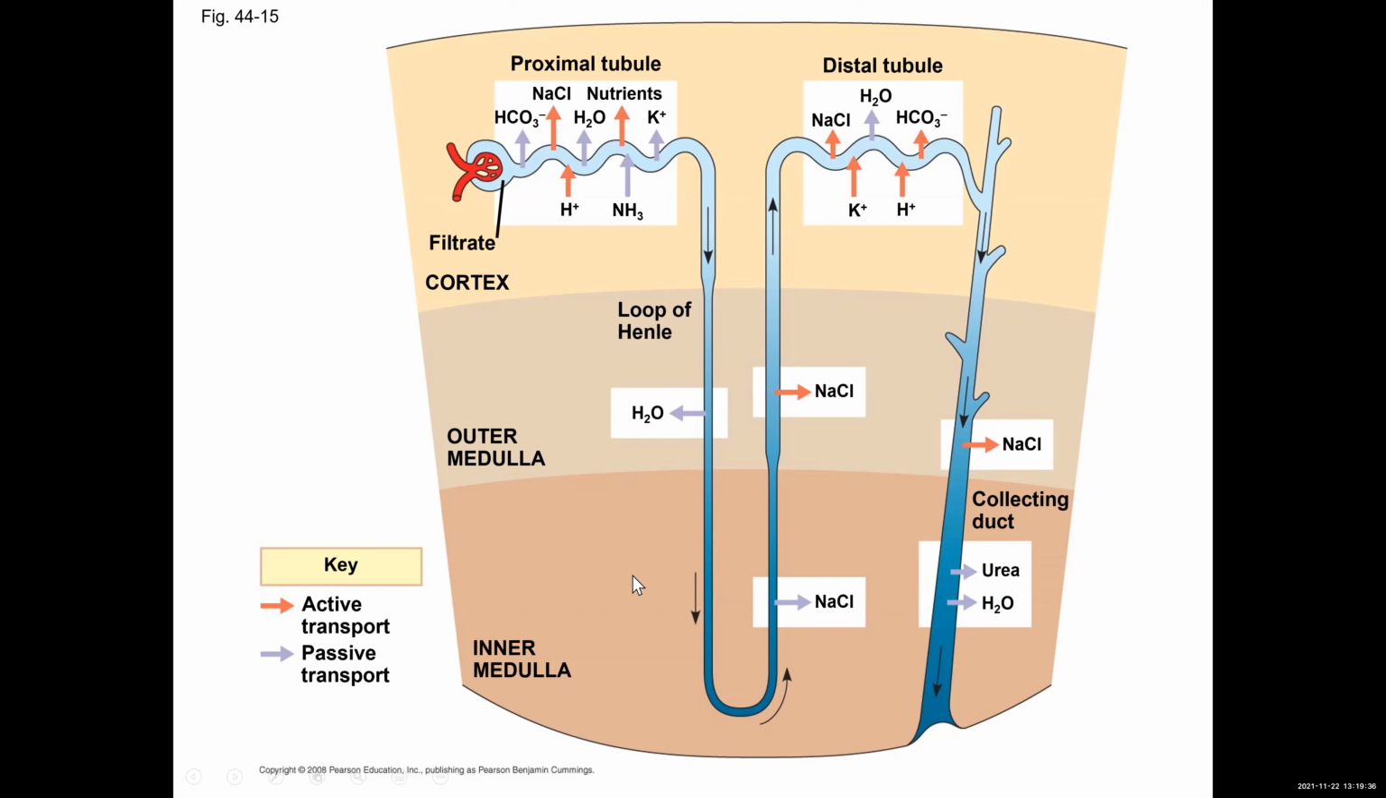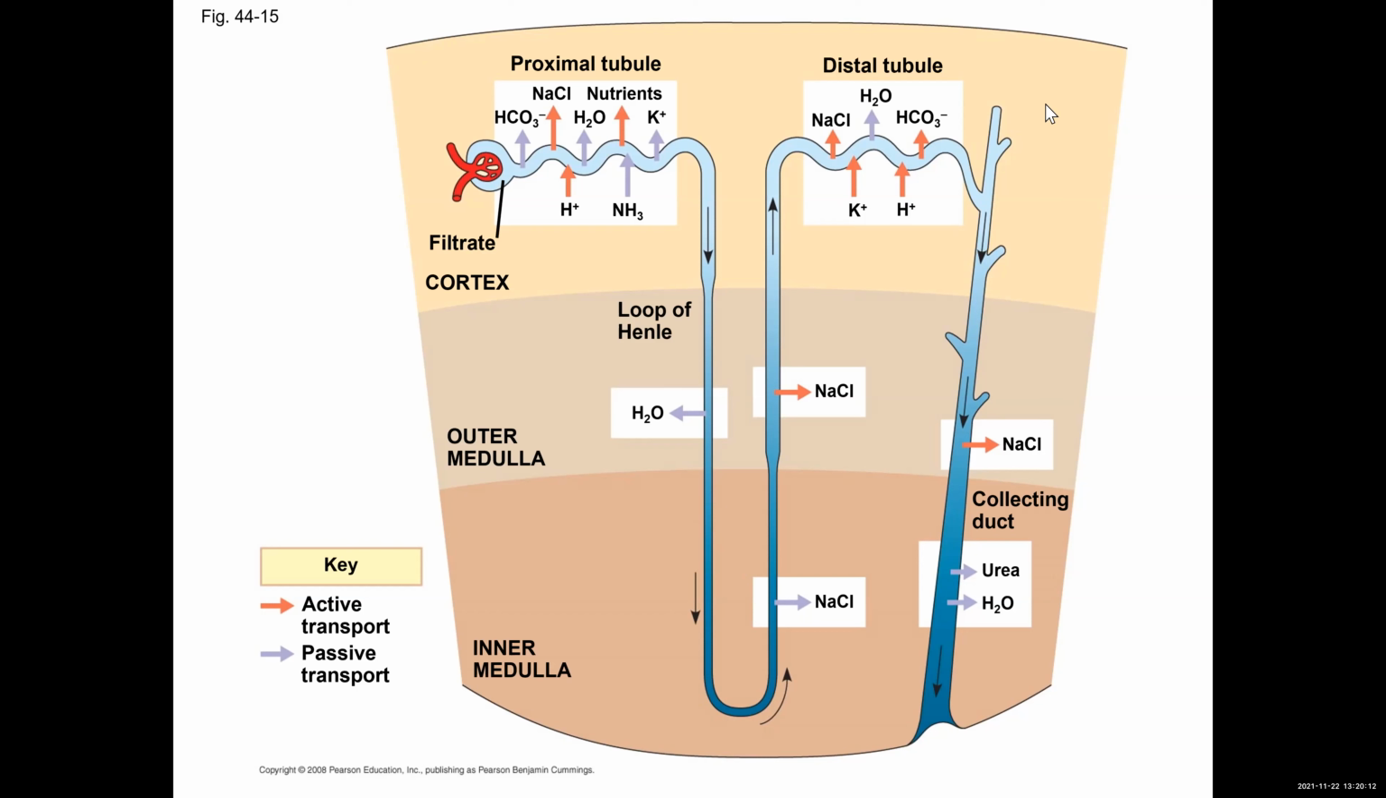Okay, so there's a couple mechanisms. Different parts of the tubule are going to allow different things to pass through the wall of the tubule. So they're going to be permeable or not permeable. Different places are going to be allowing water to go through them or not allowing water to go through them, right?